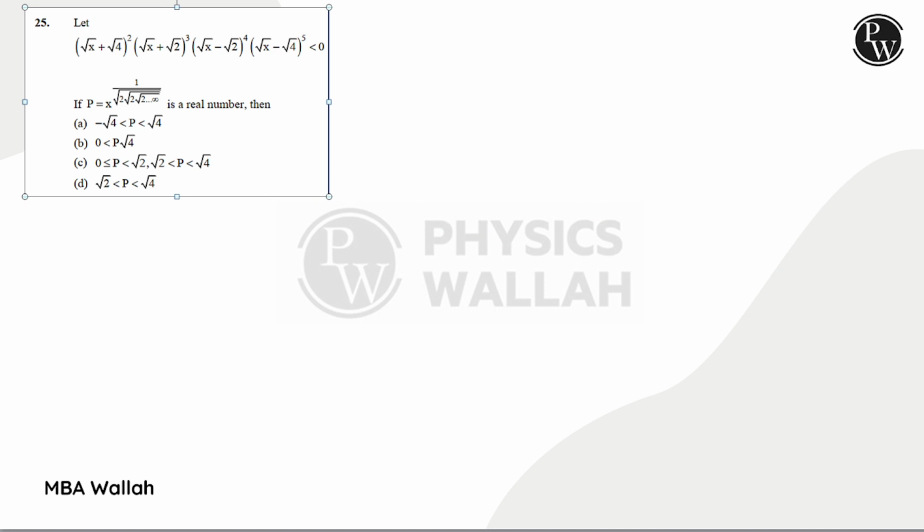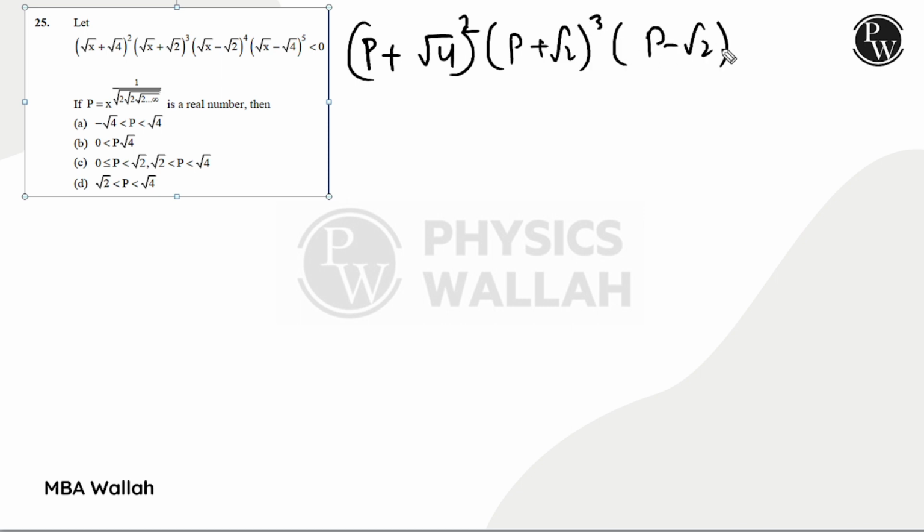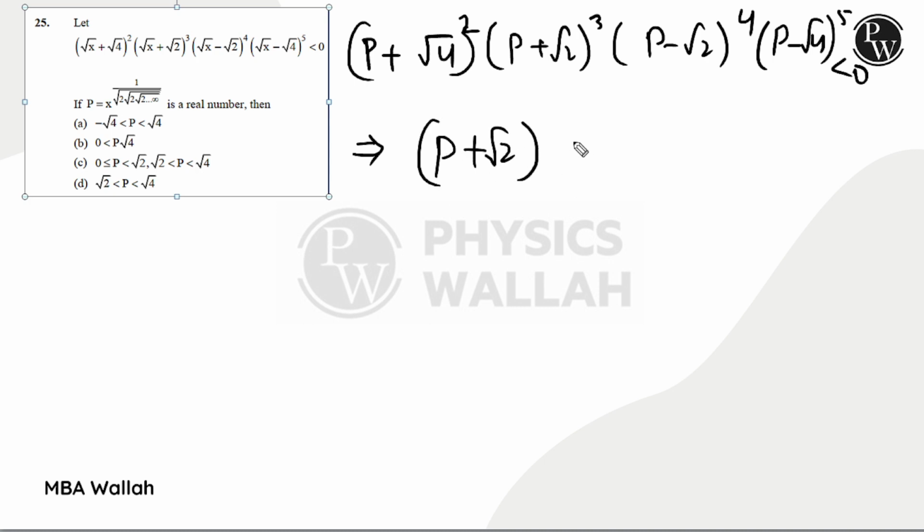Let me use a different color. So it will be something like p plus root over 4 the whole square. All of the terms are in multiplication, so this will be p plus root over 2 cube multiplied by p minus root over 2 to the 4 multiplied by p minus root over 4 to the 5, less than 0. Now this can be written down as p plus root over 2 multiplied by p minus root over 4 less than 0.